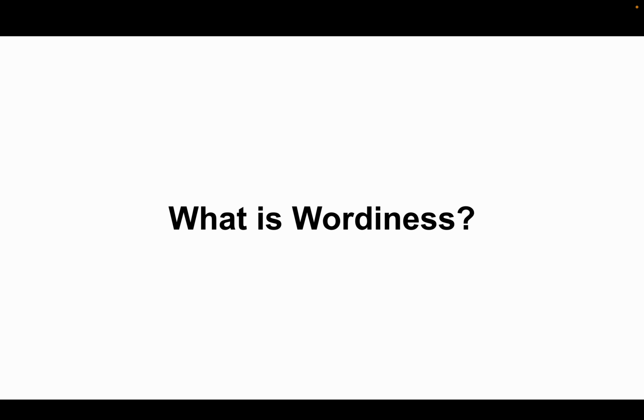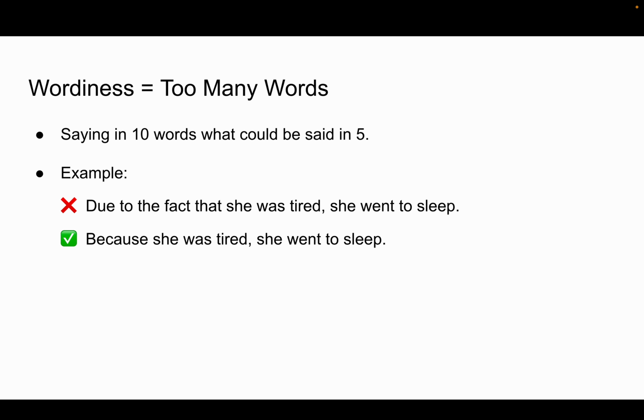You might be asking yourself, what is wordiness? Wordiness is using more words than necessary to express an idea. It makes sentences clunky and can hide errors. For example, take these two sentences. One is, due to the fact that she was tired, she went to sleep. The other is, because she was tired, she went to sleep. The sentences have the same meaning, but the second one is clearer and more concise, and it doesn't use extra words like the first one. This is what we mean by wordiness.